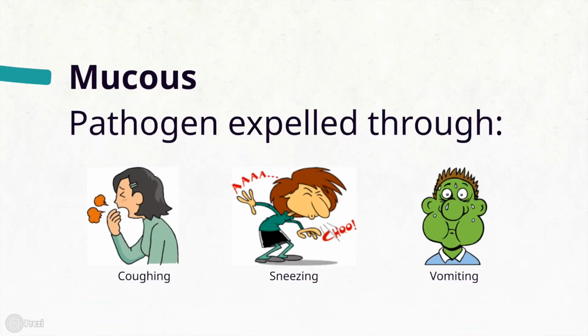Mucus is found in the respiratory, gastrointestinal, and urogenital tracts of humans and lines the inner tissue cells. It protects the cells from infection by creating a barrier that traps pathogens before they come into contact with healthy tissue. These trapped pathogens are then expelled from the body by actions such as coughing, sneezing, and vomiting.